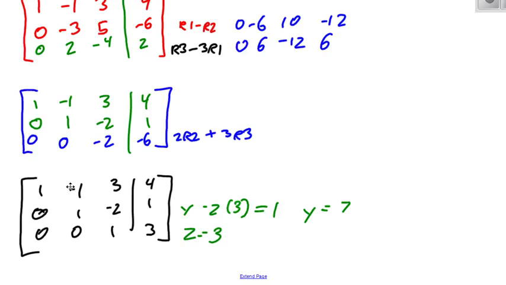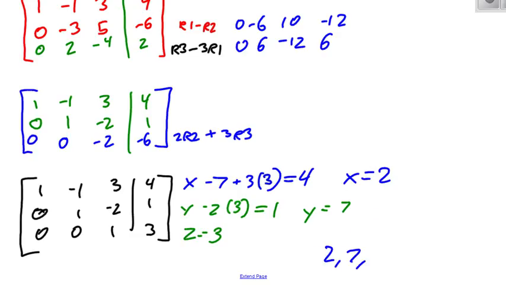And then substitute y and z into our top row. That'd be x minus y, which is 7, plus 3 times z, which is 3, equals 4. 3 times 3 is 9, minus 7 is 2, so we need to subtract 2, we get x equals 2. So our solution would be 2, 7, 3.